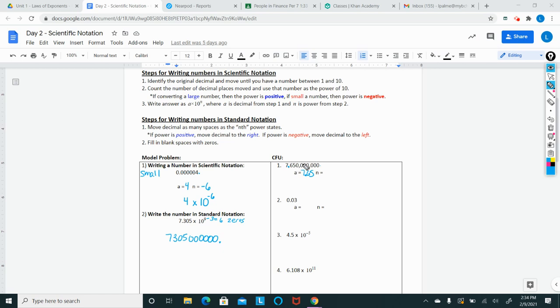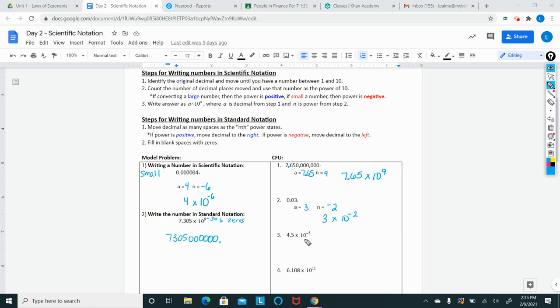And my nth power would be the number of digits between old and new decimal. So 1, 2, 3, 4, 5, 6, 7, 8, 9. There's my 9. Then I'm going to write it in scientific notation: 7.65 times 10 to the 9th power. Okay, do not include your commas as numbers to be counted. All right. Here we have another number. It's a small number, so we know I'm going to have a negative exponent. I can write that right away. And then I move my decimal to create a number between 1 and 10, and I have 2 digits between decimals. So 3 times 10 to the negative 2nd power.